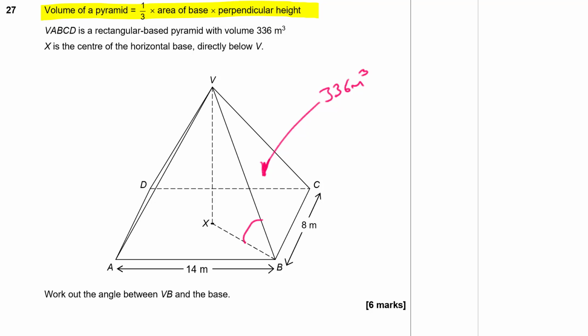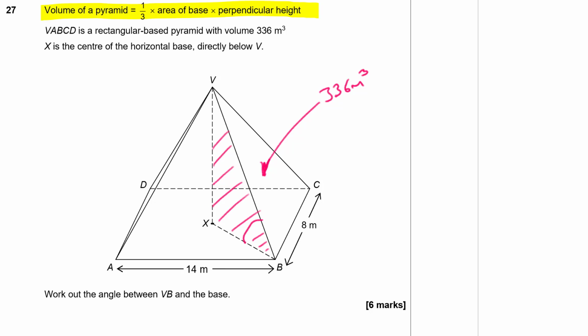Right, now in order to find that angle, I think what we need to do is use some trigonometry in this triangle XVB. Now in order to use trigonometry in that triangle to find that angle, we're going to need two sides of the triangle. Now we can use the volume formula to work out the height of the triangle, and we're going to have to use some Pythagoras Theorem along the base somehow to find the other length XB. And once we've got those, we should easily be able to find the angle. Okay, so let's do that then.